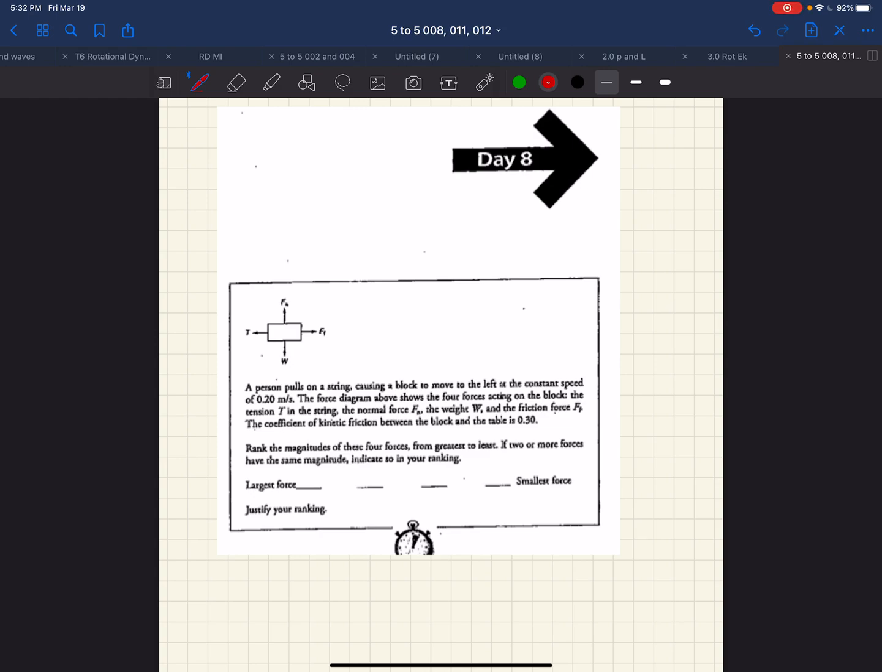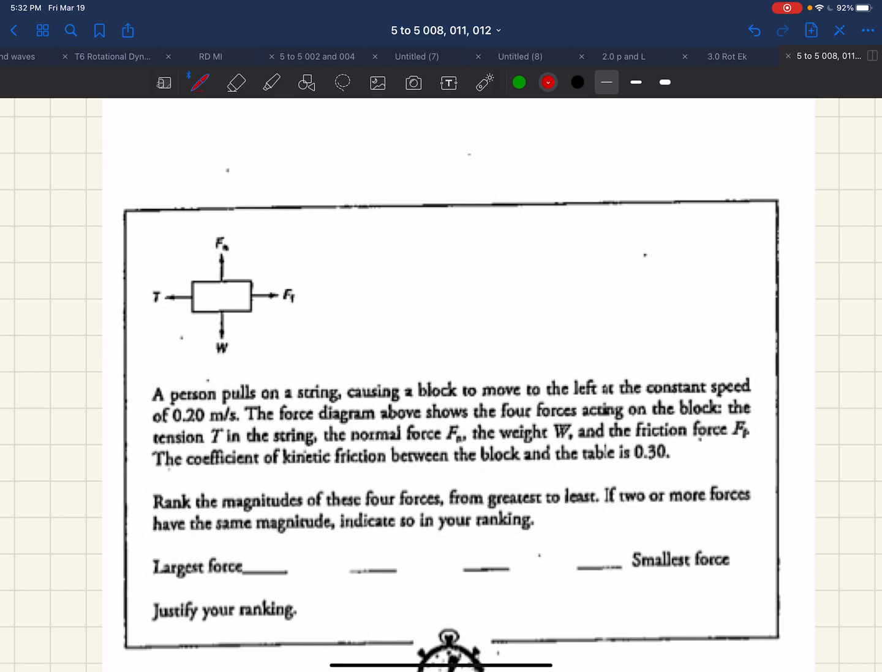For day 8, we have a situation where a person is pulling a string, and the picture we see is that the block is moving to the left at constant speed. Constant speed means acceleration equals 0, and the net force equals 0. There's a constant speed of 0.2.